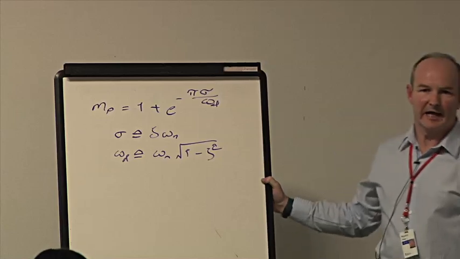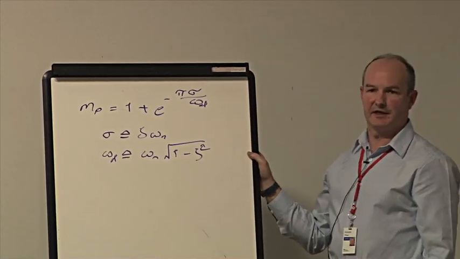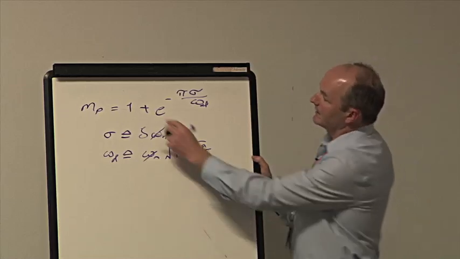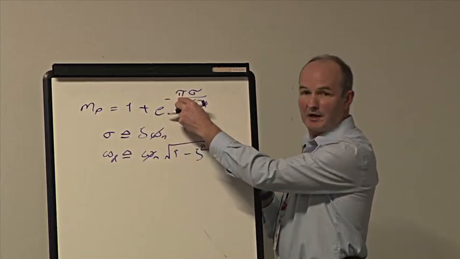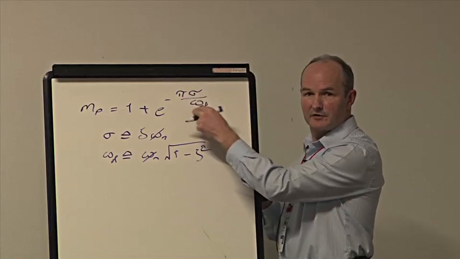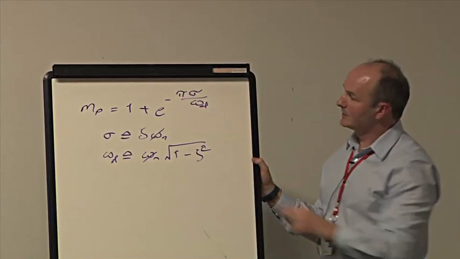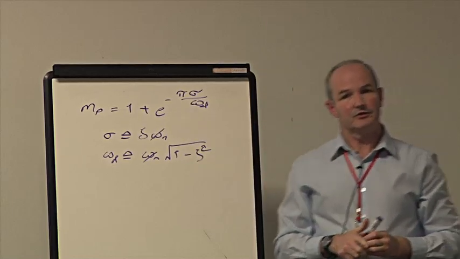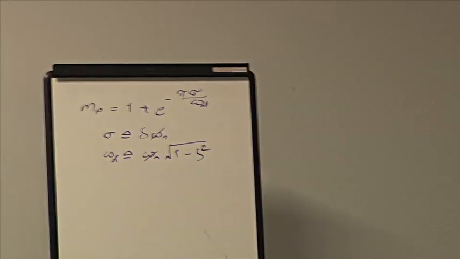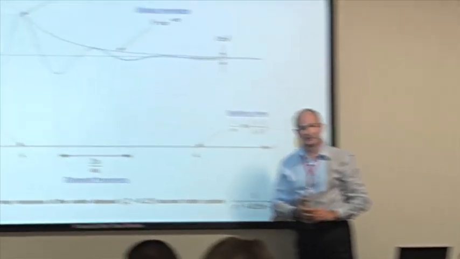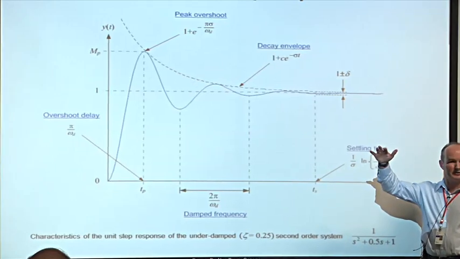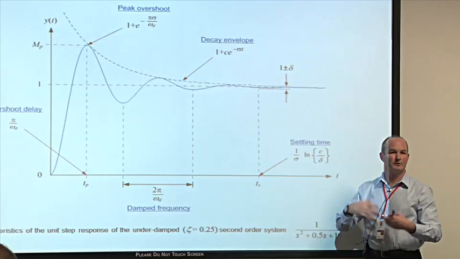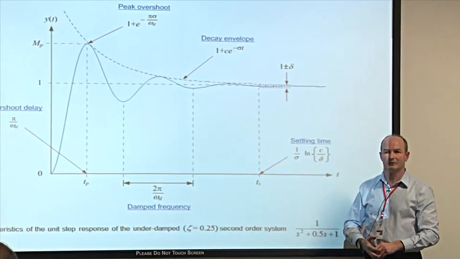So can you see what's going to happen when we divide sigma by omega d? These things are going to cancel out. And what we're going to end up with is 1 plus e to the minus pi times zeta over the root of 1 minus zeta squared. In other words, the only parameter that's present is zeta. When you constrain peak overshoot, you're really constraining the damping ratio, zeta. An upper limit on peak overshoot corresponds to a lower limit on damping ratio. That's an important fact, and one that we're going to use later when we come to do root locus design.